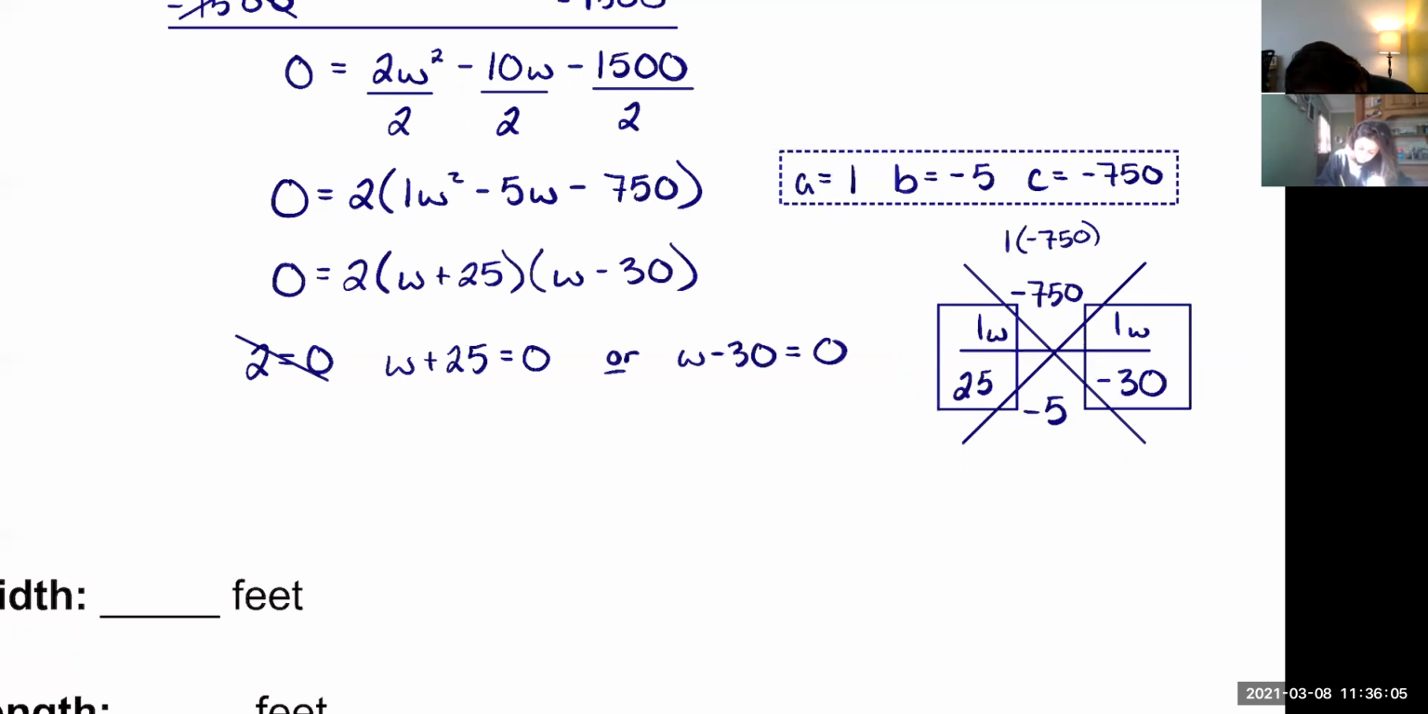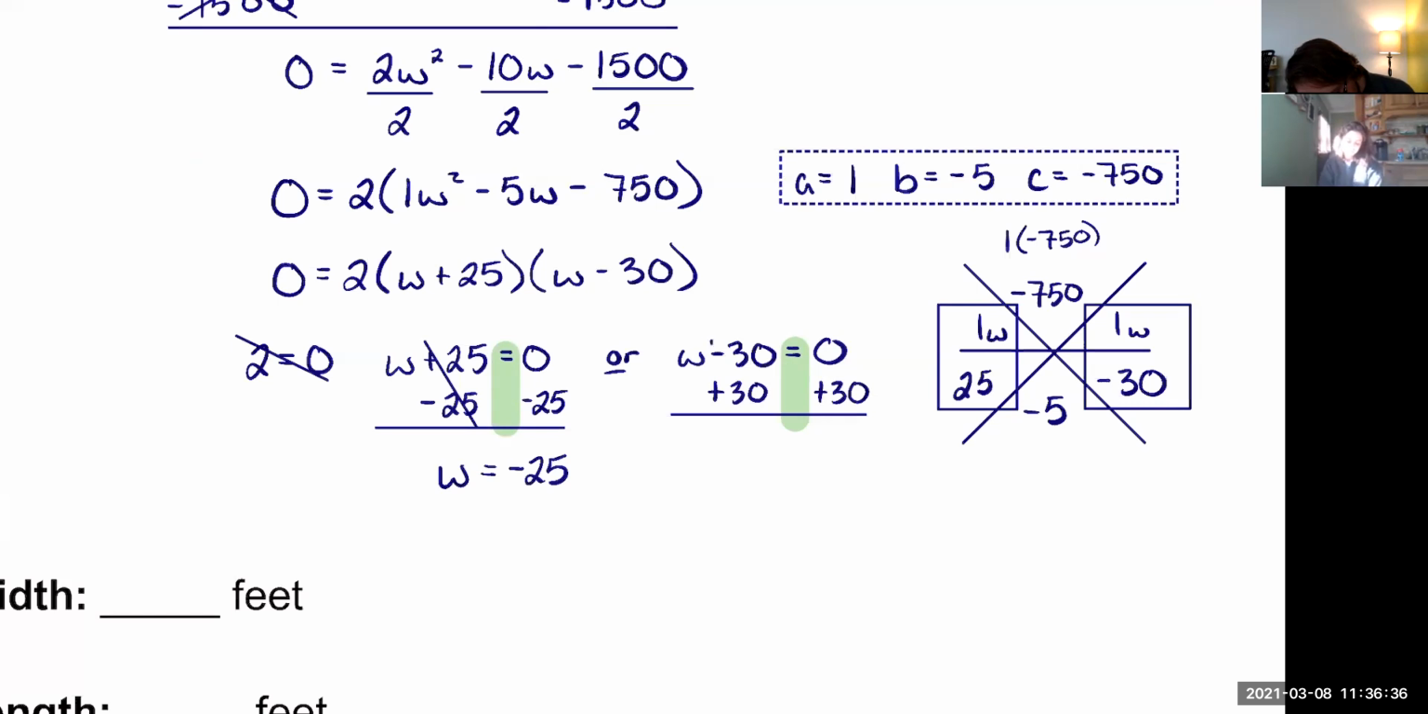Now, how would you solve that second one? Well, the first one, 2 equals 0, can't happen. Second, I'd have to subtract the 25 from both sides. So that gives me W equals negative 25. What about the last one? Add 30 to both sides. We get W equals 30.